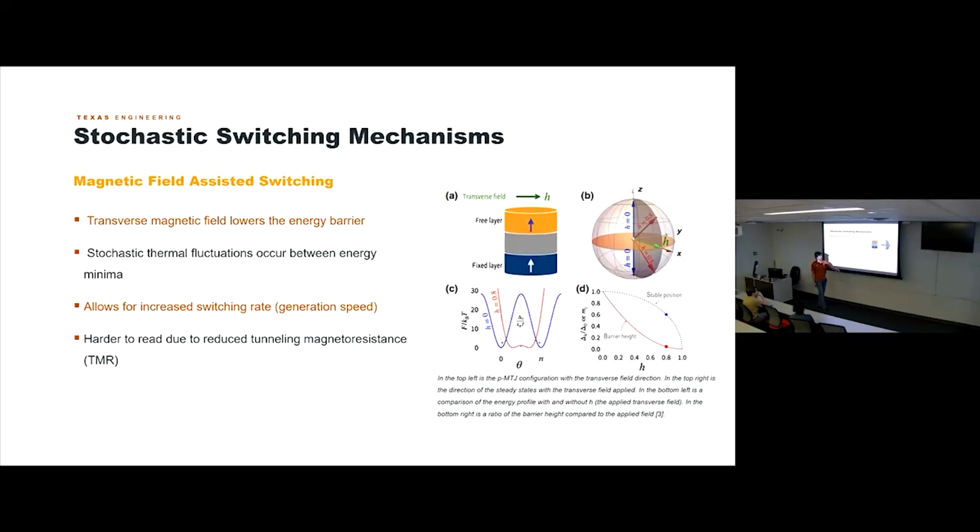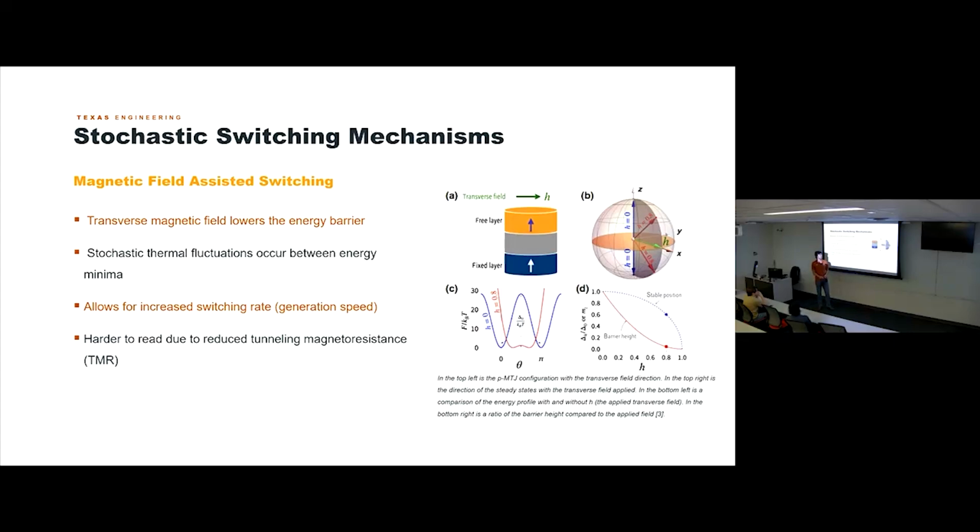As you can see right here, initially with no field applied, we have a pretty high barrier, but when you do apply it, these energy differences come closer in angle, which I'll talk about more in a sec. The energy barrier decreases and you can get these thermal fluctuations between the two states.